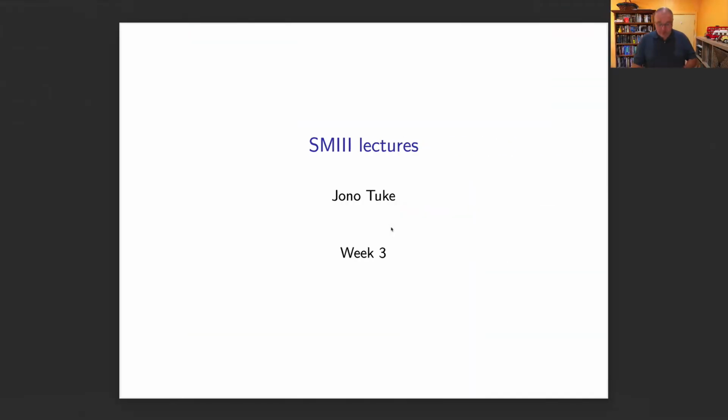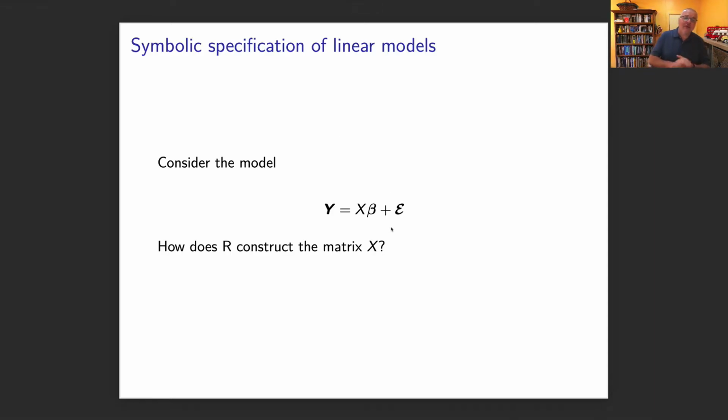So, we've got week 3. So let's recap our model. We'll just be coming back to this again and again. So y equals x beta plus epsilon. And that x we call the design matrix, and it basically tells us for each observation what are the predictors. That's it. How does R do that?